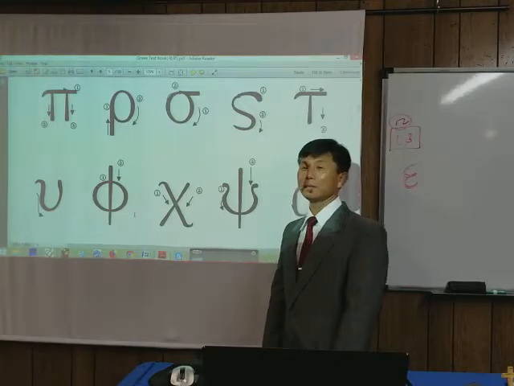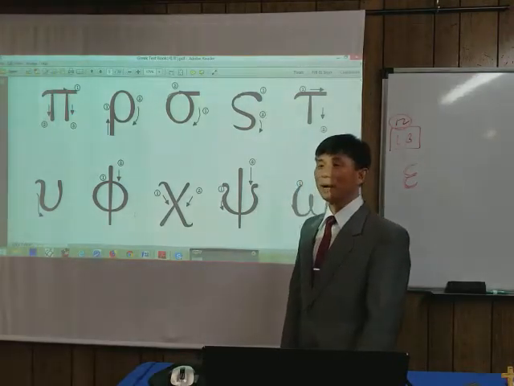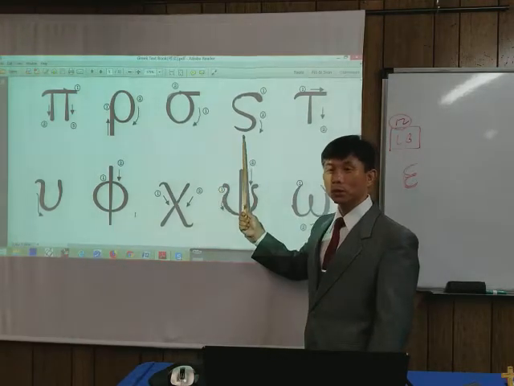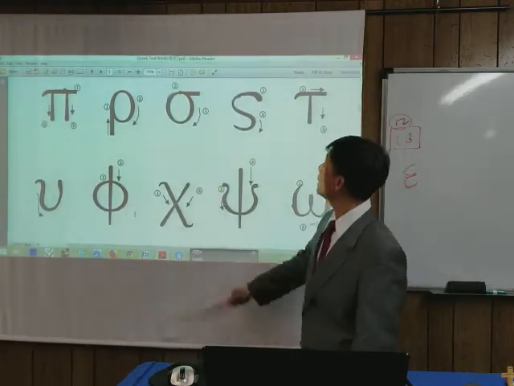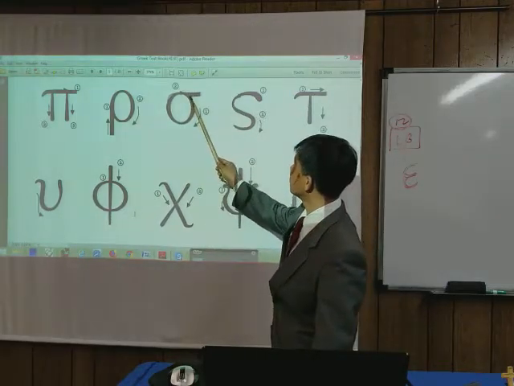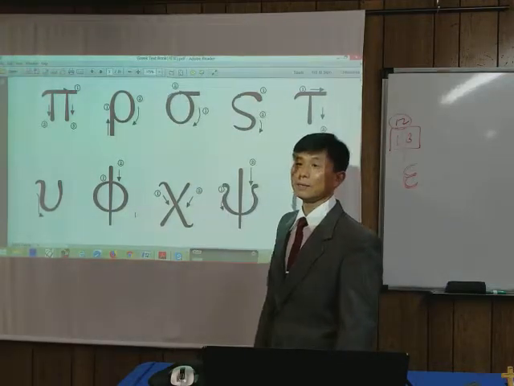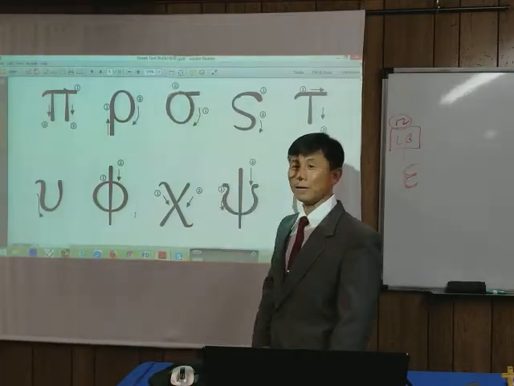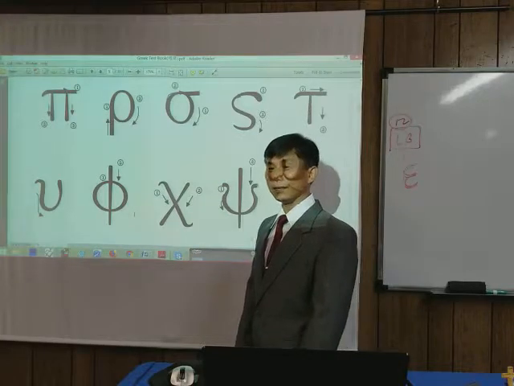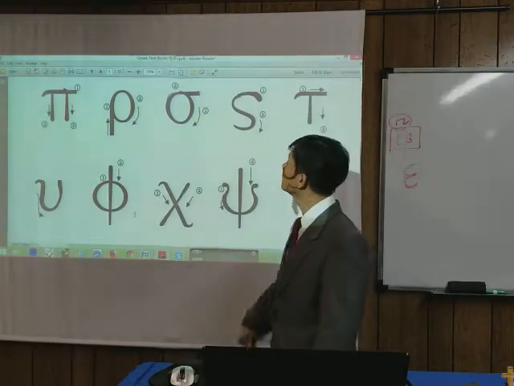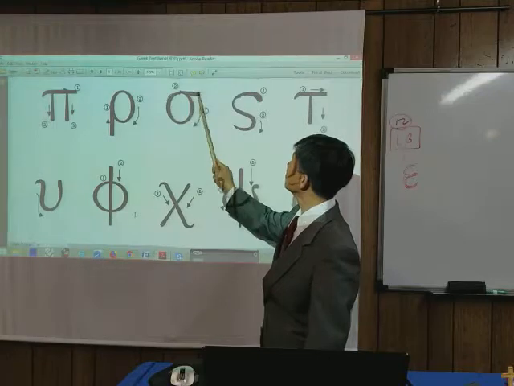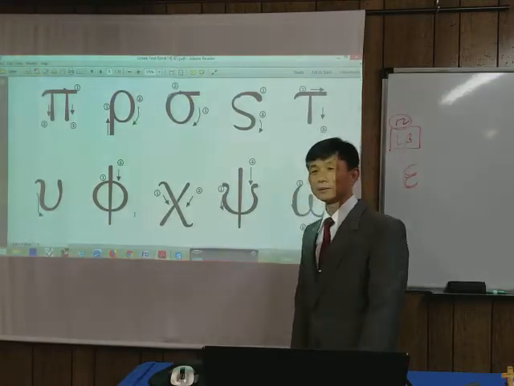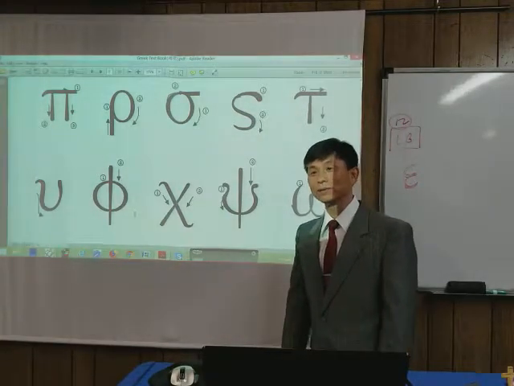And then next one, as we learned already, Sigma has the two different forms, right? So one is the regular form, the other one is final form. And then the regular form Sigma, start from here, 1, 2, okay? Some people start from here, 1, 2. Either or is fine. As long as you are writing it as close as like this, okay? Sigma, and the pronunciation of Sigma is S sound in English, right?